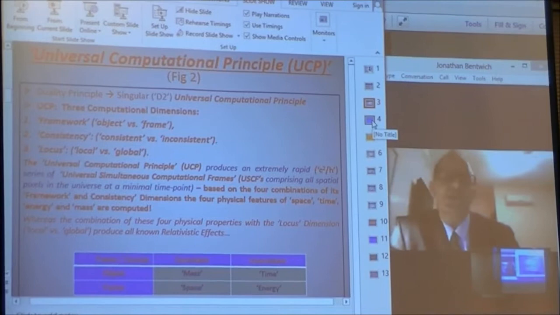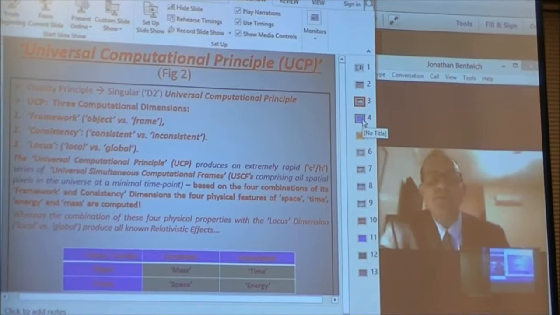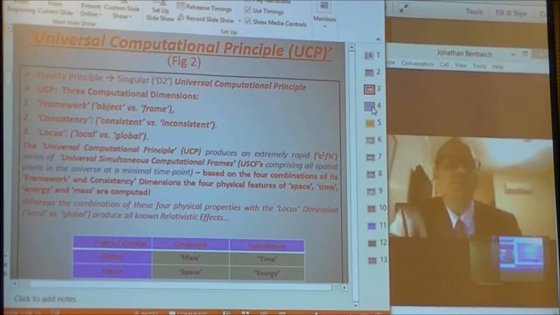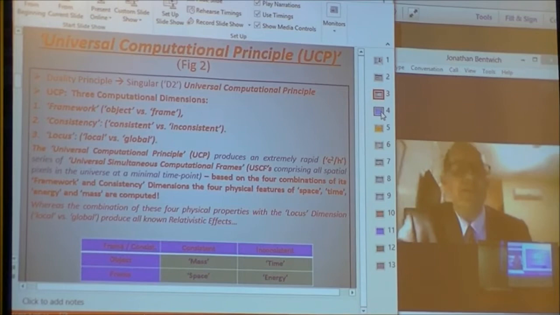One is the frame dimension, which is about when this universal computational principle produces an extremely rapid series of what I call universal simultaneous computational frames, or USCFs. These frames comprise all the spatial pixels in the universe at the minimal time point. The rate at which the universal computational principle produces this extremely rapid series of universal frames is assumed to be c squared divided by Planck's constant.